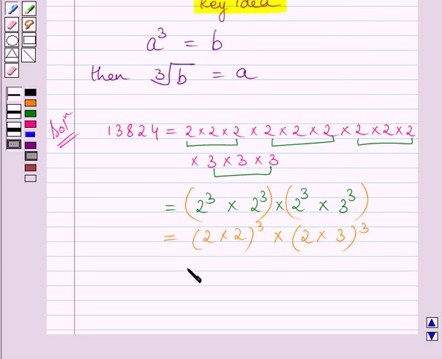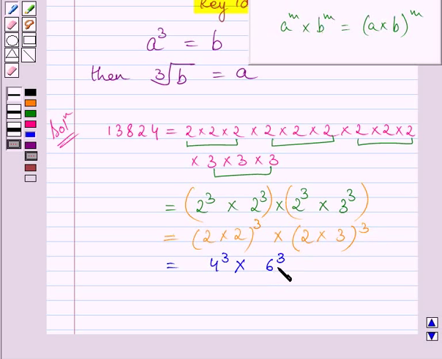Now 2 multiplied by 2 is 4. So we write 4 for 2 multiplied by 2 and we will write this exponent 3 as it is. Now write this multiplication sign as it is. Now 2 multiplied by 3 is 6. So we can write 6 for 2 multiplied by 3 and this exponent 3 is as it is.